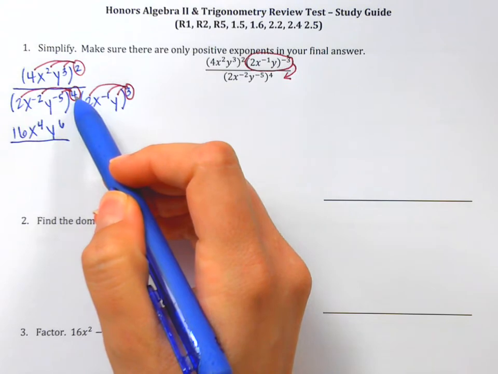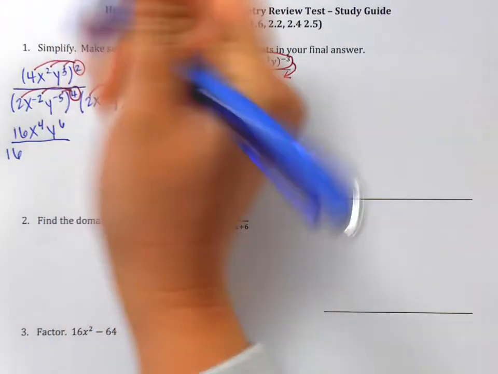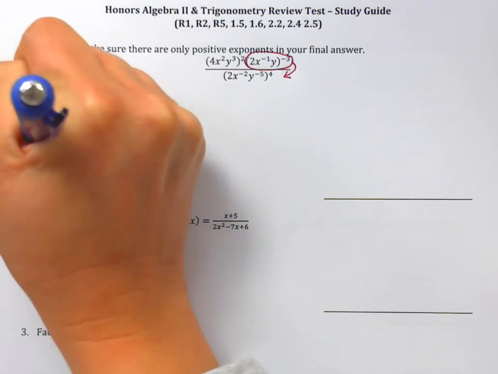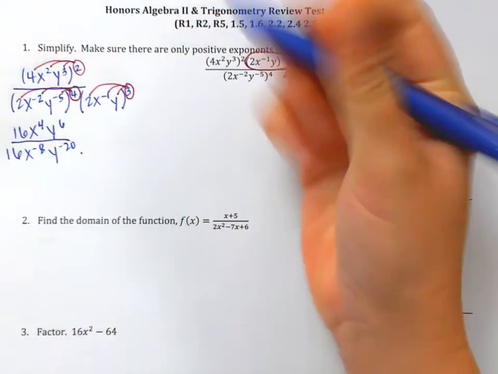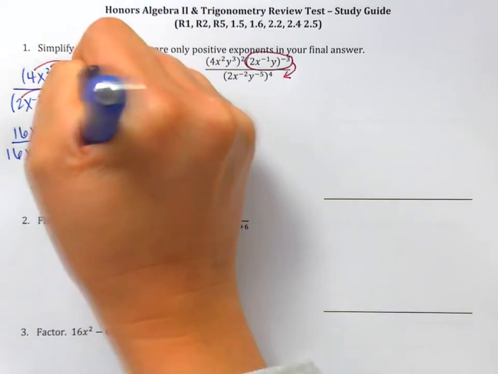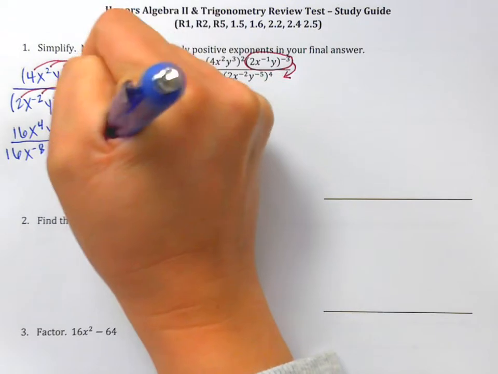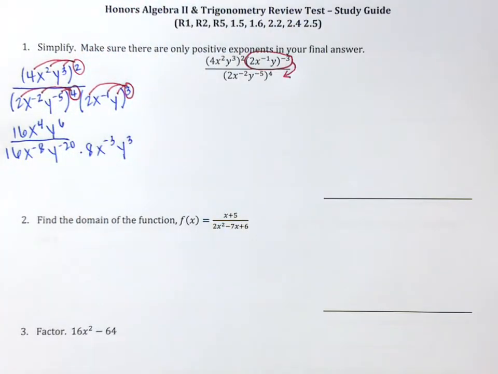Okay, 2 to the 4th. So 2 to the 4th is 16. -2 times 4 is -8. -5 times 4 is -20. And then right below it, 2 to the 3rd power is 8. -1 times 3 is -3. And then 1 times 3 is +3.